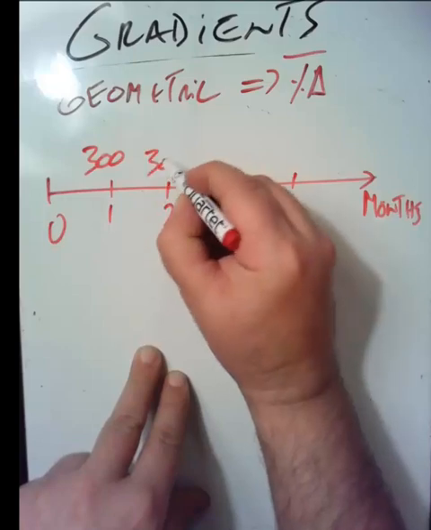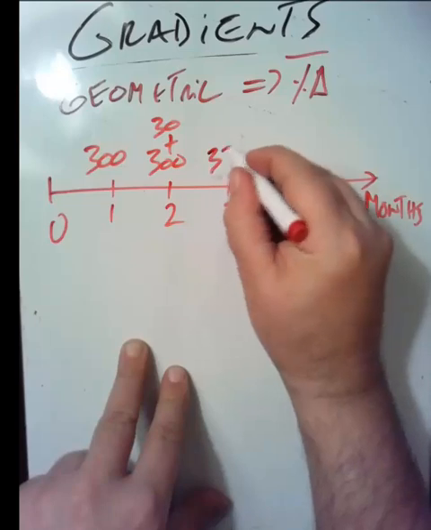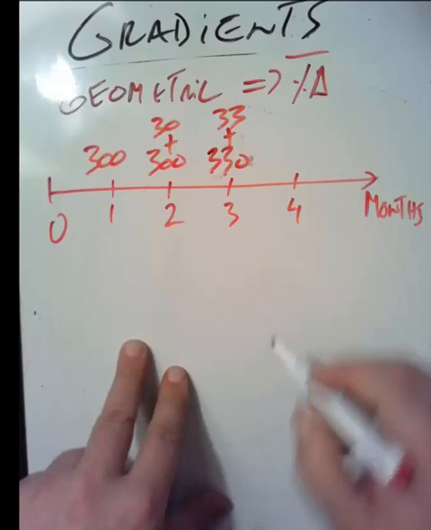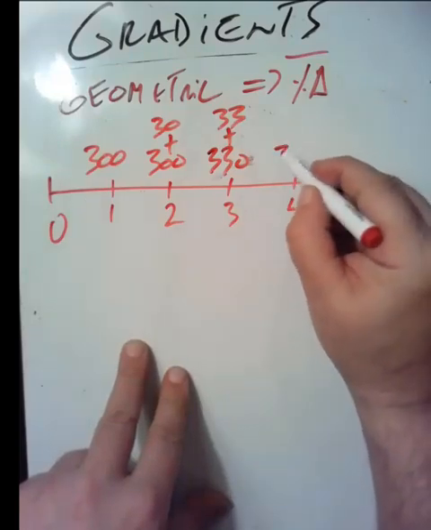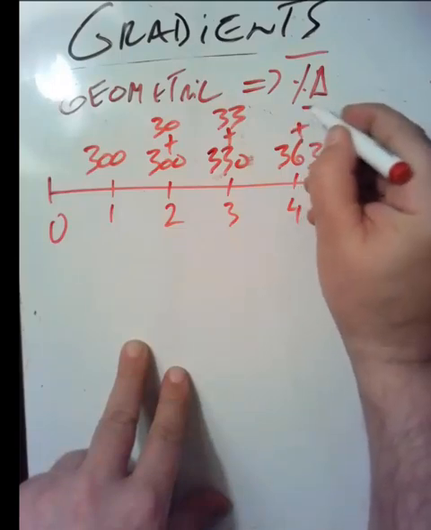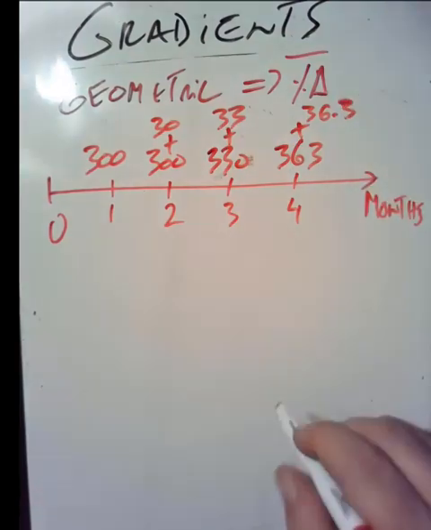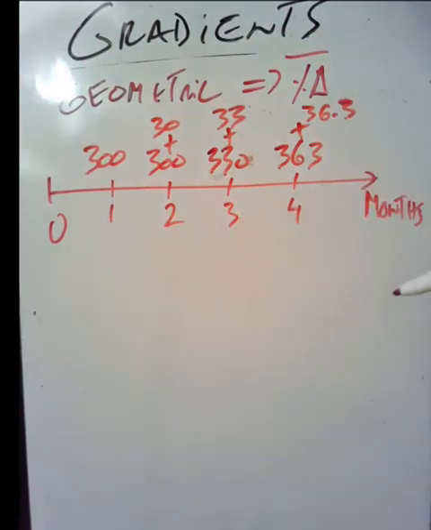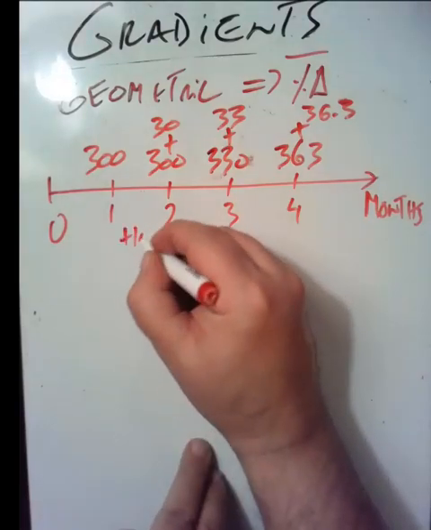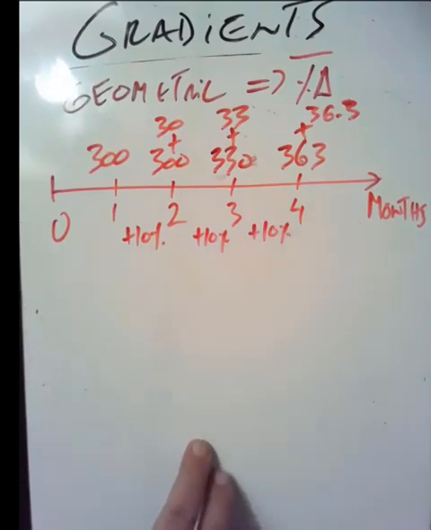Okay, so 300 plus 30, then 330 plus 10% on top of that, then 363 plus 10% on top of that. So it's growing always by 10% on what was there. So this is plus 10%, this is plus 10%, this is plus 10%.